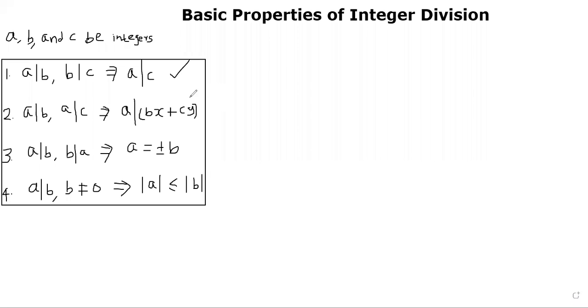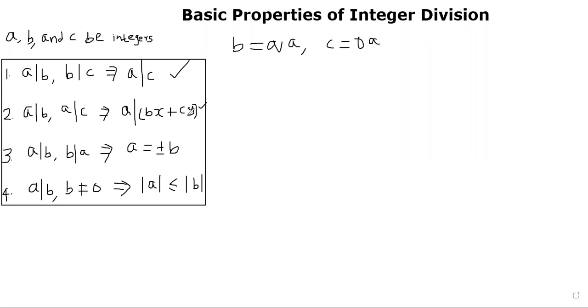All right, let's start with the second property. A divides B and A divides C implies A divides any linear combination of B and C, Bx plus Cy. X and Y are integers here, although I have not explicitly spelled that out. How do we prove this property now? Since A divides B, we can write B is equal to some Q times A. That's the definition of A divides B. And what about the next one? A divides C, that means C is equal to some R times A.